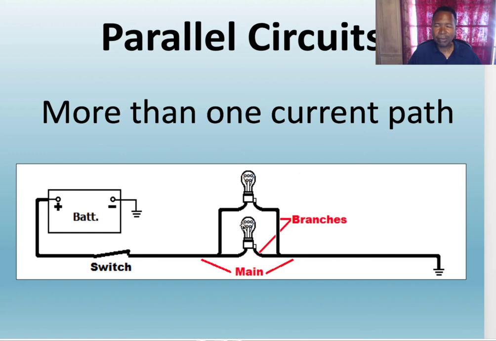The branches do not affect each other unless I have a break here or here. But each individual load, if one goes out, this one will still work. It does not affect this one. They do not affect each other that way. Unlike a series circuit, if one goes out, the whole thing goes down.